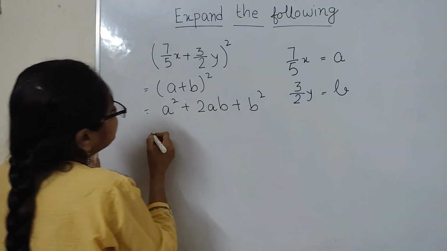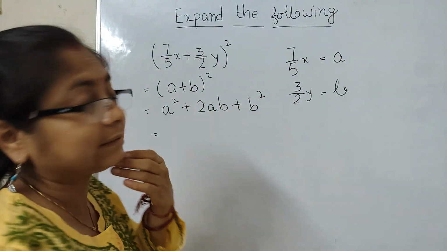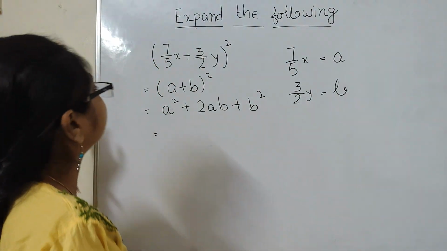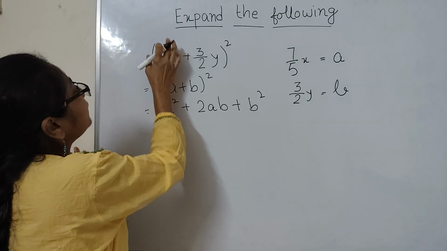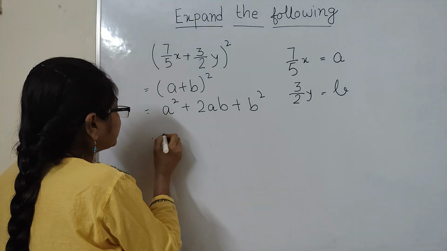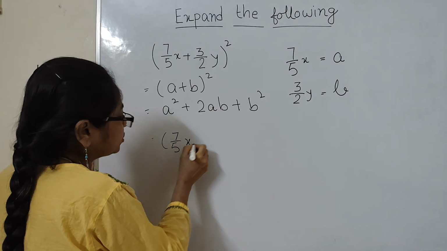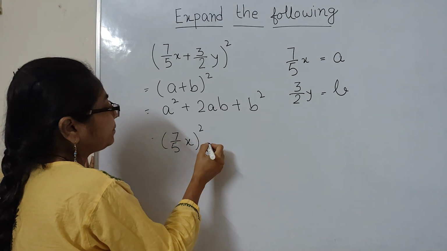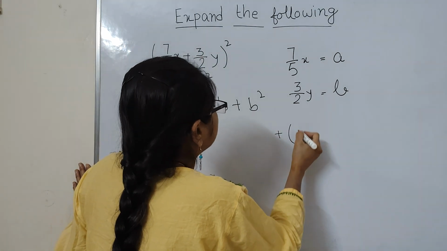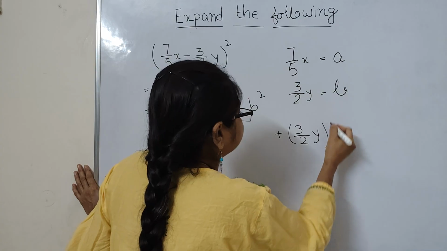It is your first math, so I teach in this way, but at the time of exam, it is not necessary to write this part. So here 7 by 5x is the A. Now come to the point. I can write it this way. A means 7 by 5x whole square, then plus, and B means, here I write the B part, this is 3 by 2y whole square.